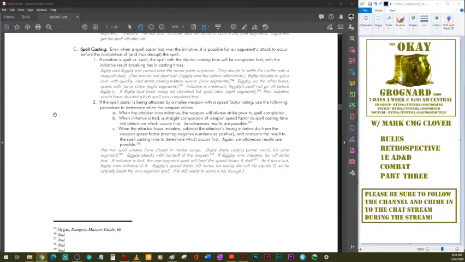Lowercase c. When the attacker loses initiative, subtract the attacker's losing initiative die from the weapon speed factor, treating negative numbers as positive, and compare the result to the spellcasting time to determine which occurs first. Again, simultaneous results are possible.